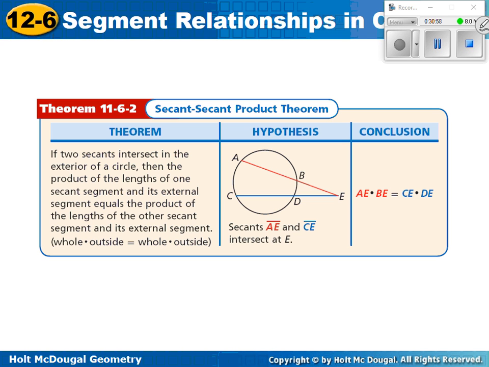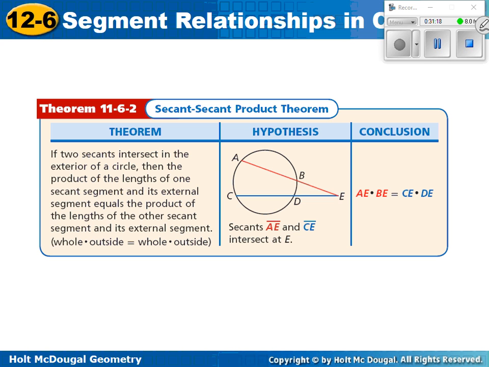We'll look at some examples. But yeah, they don't have to be congruent. You could have a chord that's really tiny here intersecting a very long chord here. This part times this part should equal this part times this part. Okay? But we'll look at some examples.